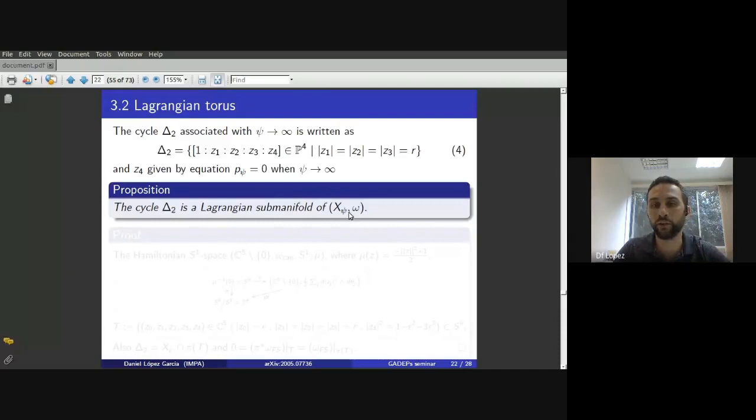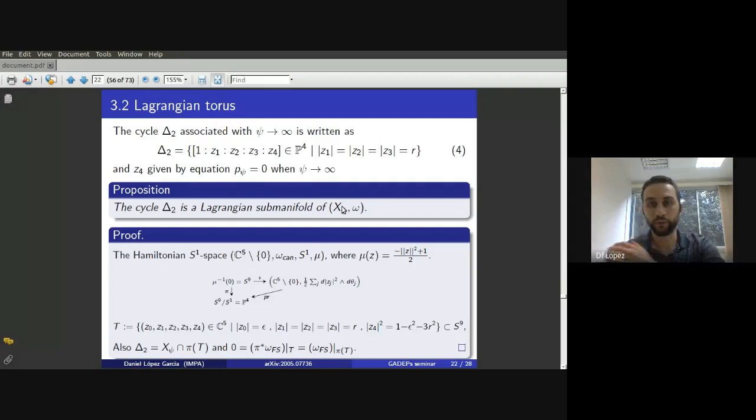And the proof is just by using some symplectic theory. We consider a Hamiltonian S1 space, C5 minus the origin with the canonical form, and we consider S1 acting here by multiplication, and we consider this momentum map mu, which is minus the norm squared plus 1 over 2. For this momentum map, 0 is a regular value, and the preimage of 0 is this sphere S9. So we consider this sphere, and we consider the quotient by the action of S1, and we obtain P4.